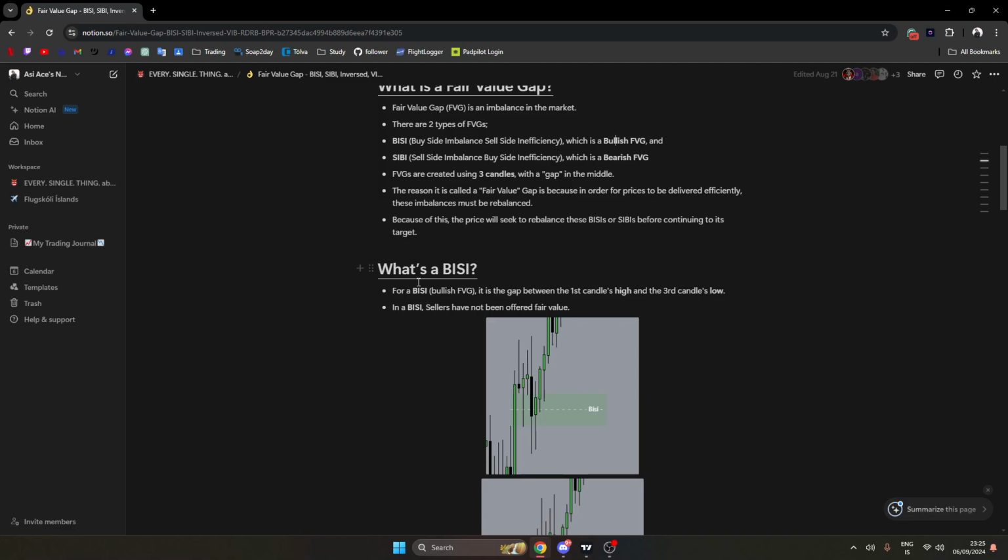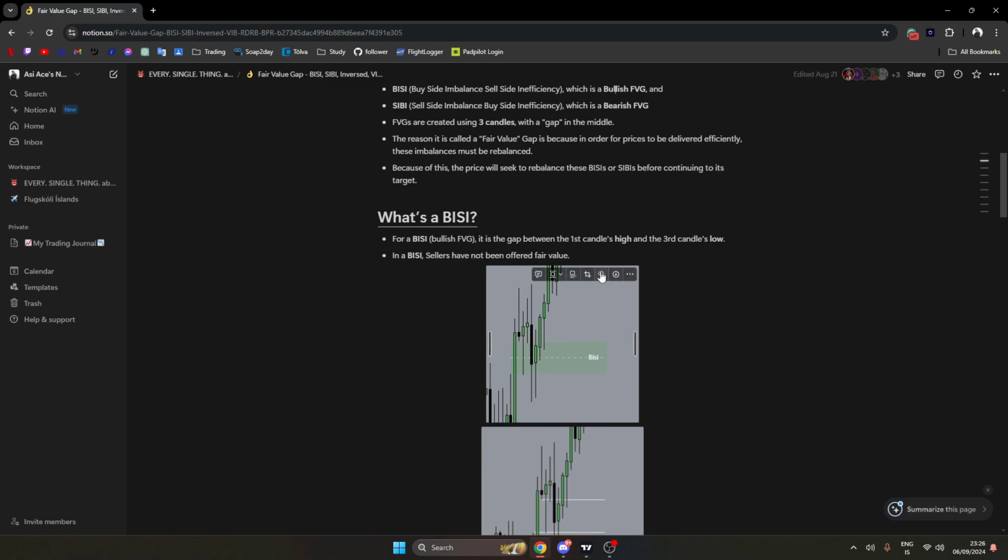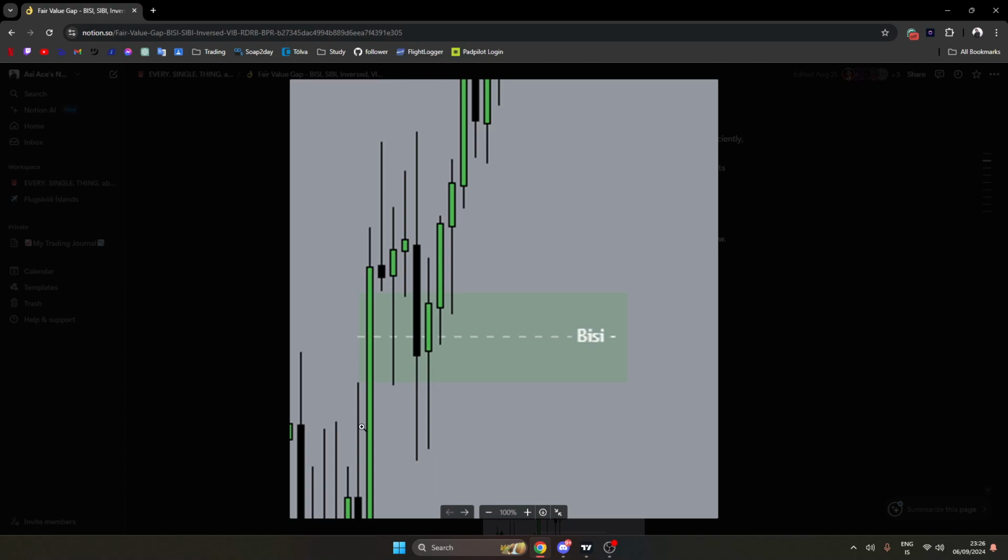What's a BISI? A BISI, a bullish fair value gap, is a gap between the first candle's high and the third candle's low. In a BISI, sellers have not been offered a fair value. So here's the first candle, here's the second candle, here's the third candle. This is the low of the third candle and the high of the first. You can see there's no wicks here, just the second candle itself. So this right here would be a buy side imbalance, sell side inefficiency.